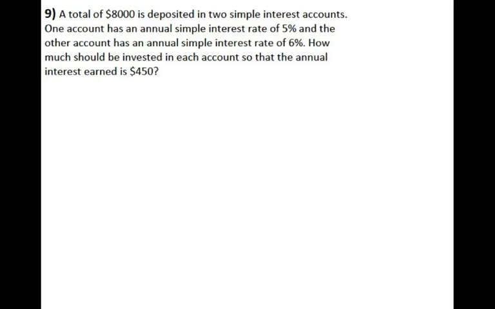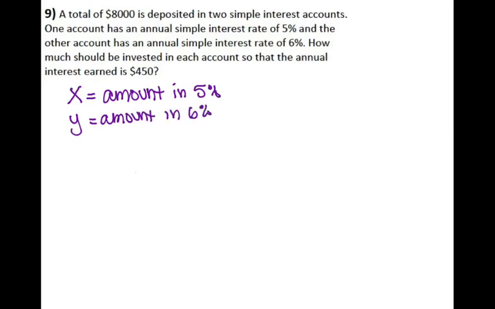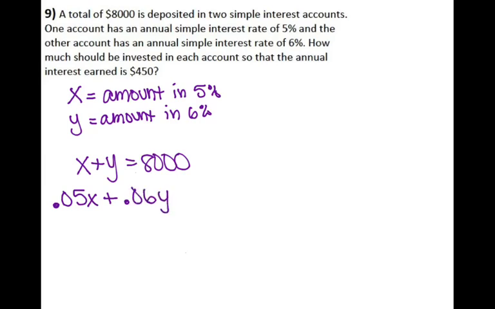So I'm going to let X represent the amount in the 5% account, and Y is the amount in the 6% account. And how much do I have to invest? $8,000. So X plus Y equals 8,000. And then for my interest, I have 0.05X plus 0.06Y equals my total amount of interest earned, which is $450.